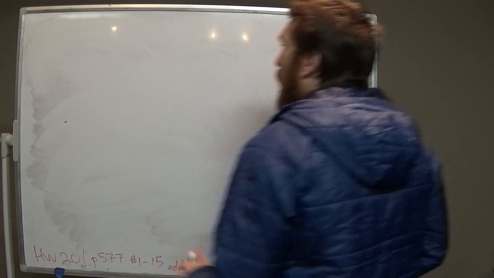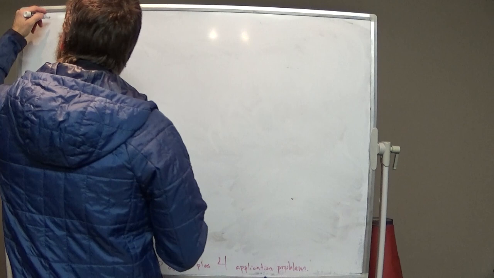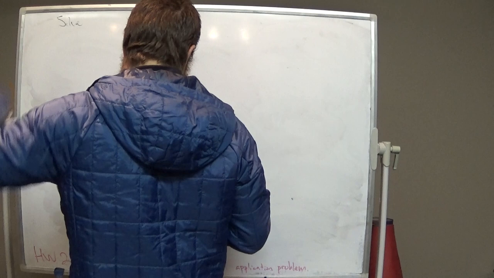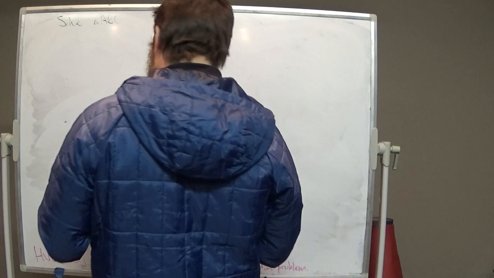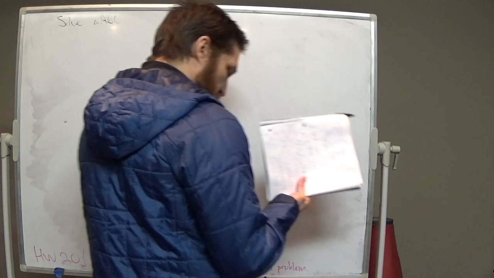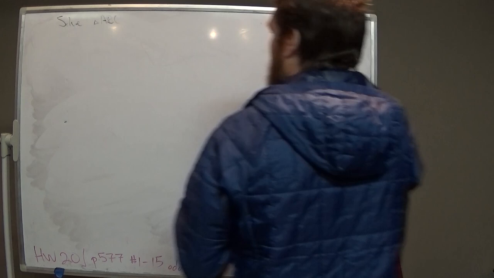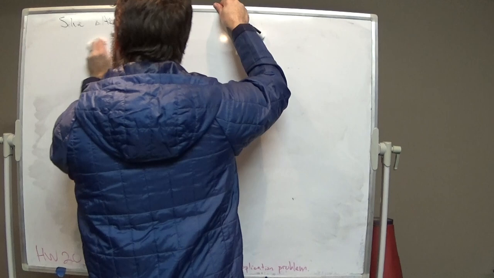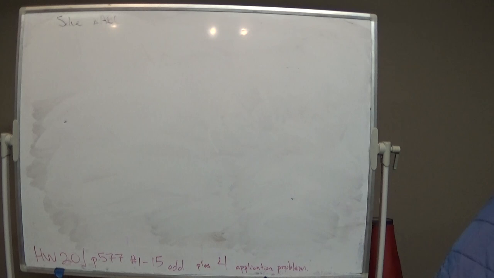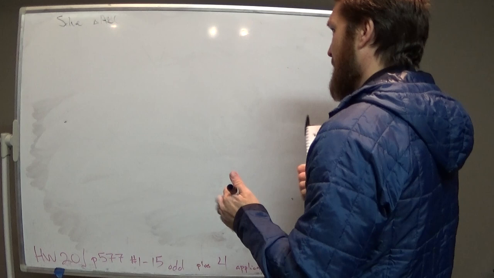So just like in your homework, this is actually from that section. It says solve triangle ABC. This is number 6.